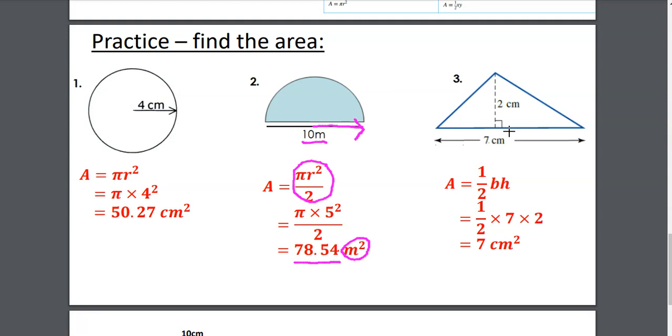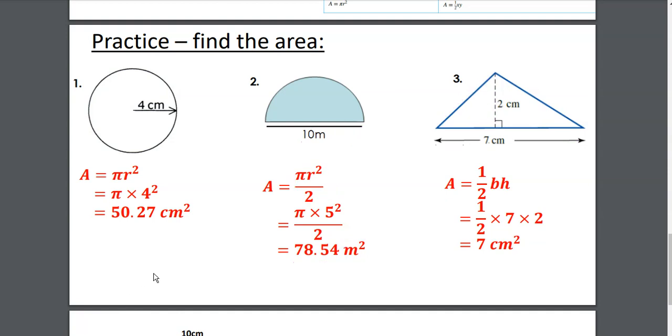All right. And here we have a triangle, and we know that the formula is a half base times height. Well, it's a simple act of substitution. That equals 1/2 times 7 times 2, because the base is 7 and the height is 2. Sometimes I'll even give you a number here for the side length, just to throw you off and try and trick you so that you'll think that's the height. No, the height is this vertical line. And we get 7 centimeters squared.